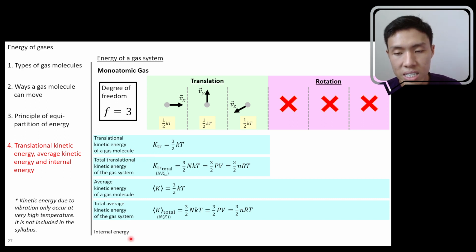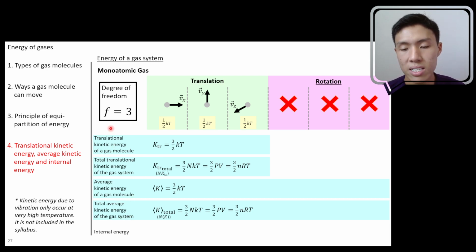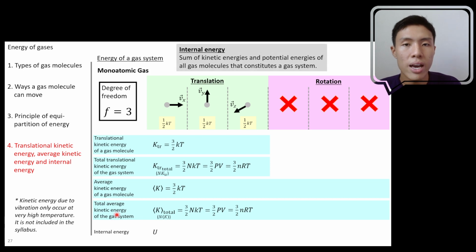Lastly, internal energy is a bit different from all these things that we discussed earlier. So we need to understand clearly what internal energy is first. Internal energy is energy internal to the system. So what kind of energy is internal to the gas system? Well, internal energy is represented by the symbol U, and it's the sum of kinetic energies and potential energies of all the gas molecules that constitute a gas system.